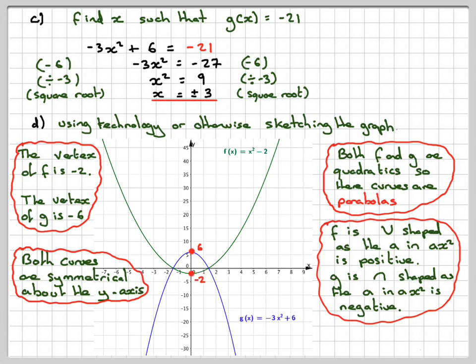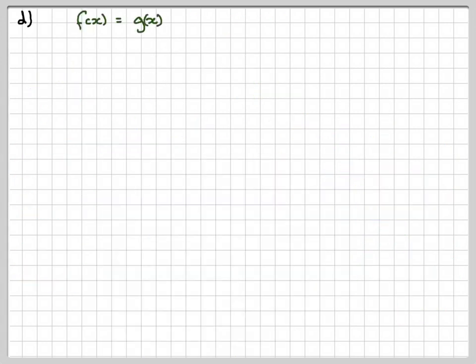In the next part we are asked to find where f of x is equal to g of x. So that means I need to put x squared minus 2 equal to minus 3x squared plus 6. I tend to look at the x squared and the minus 3x squared, see which is the smaller, and then do the opposite thing. So add 3x squared to both sides. You get x squared plus 3x squared, which is 4x squared minus 2, and on this side, minus 3x squared plus 3x squared gives you nothing, so you're left with a 6.